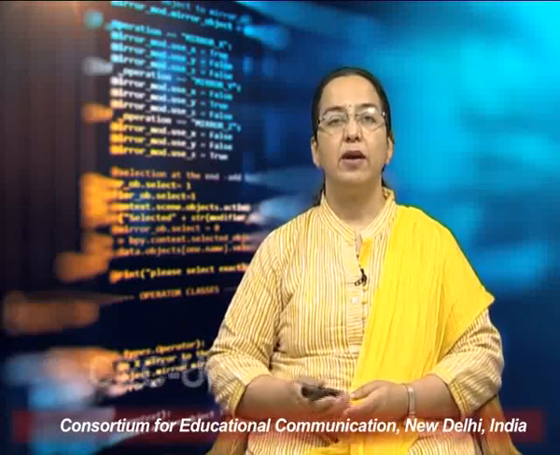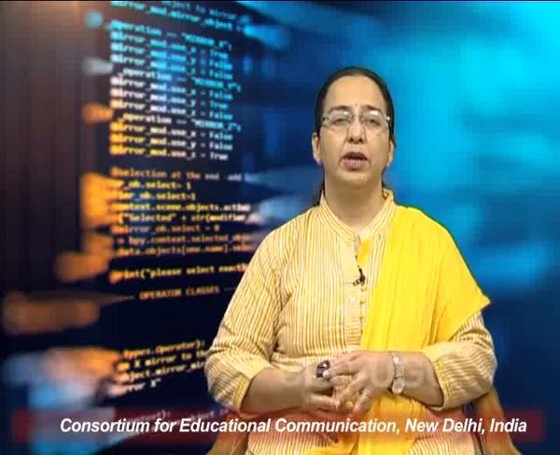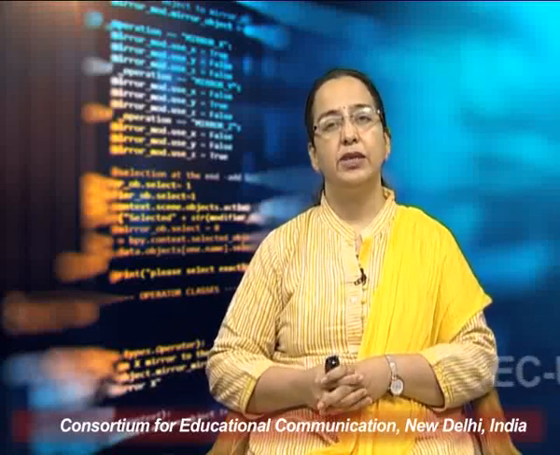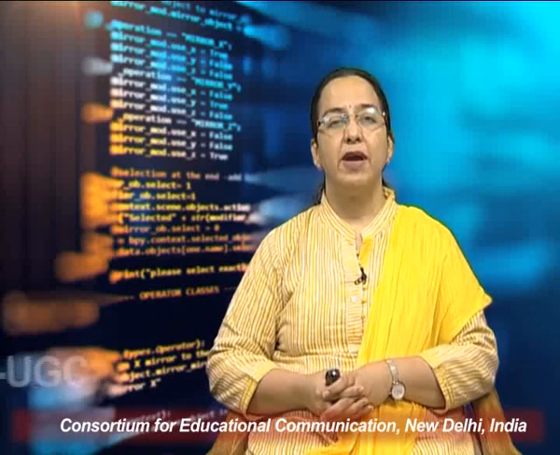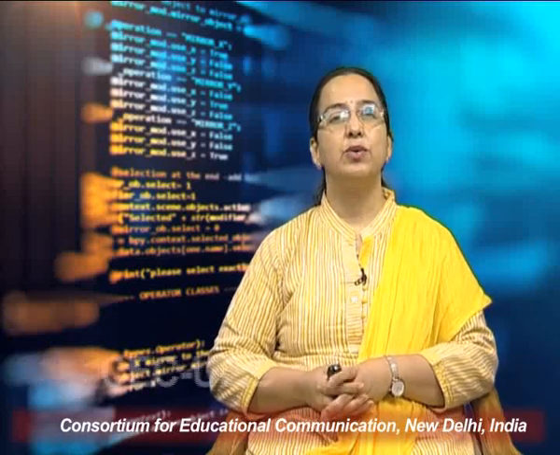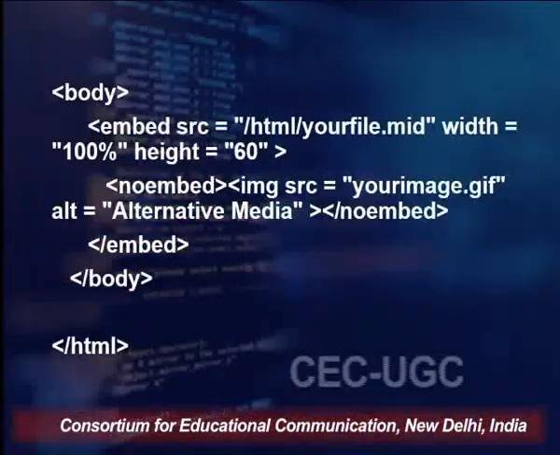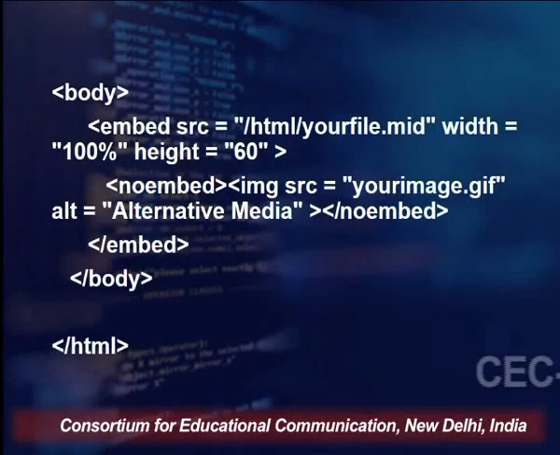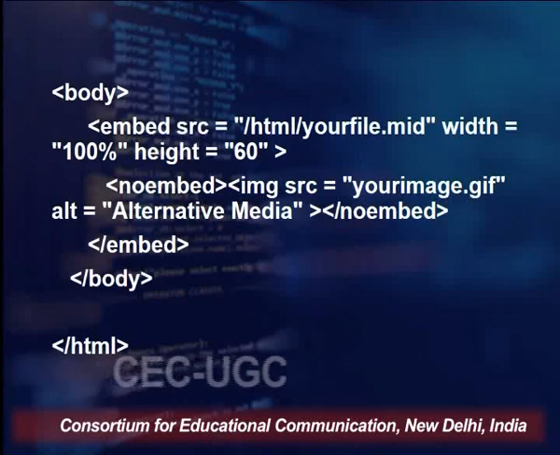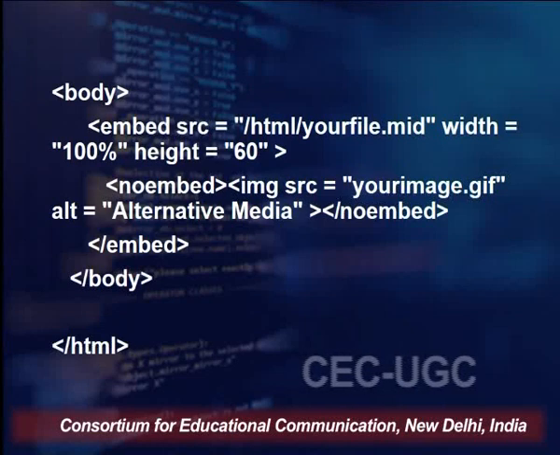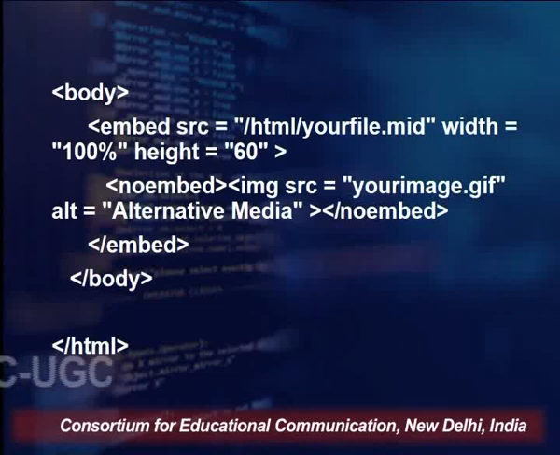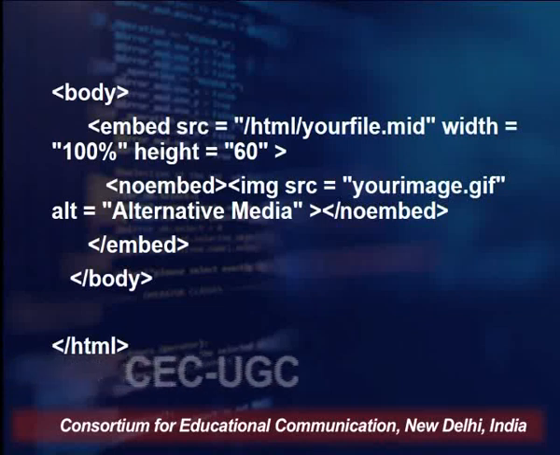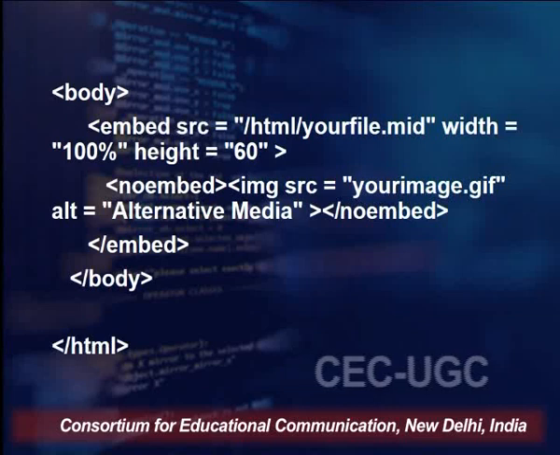So if you can see here, within the body section, let's see how these tags will go. So we have embed src equals to whatever your file is, dot mid is the extension of that particular media file. I'll be covering all these media files in a short while. Then width 100%, height equals 60, as it is an absolute number, it's going to be in pixels, and width is 100%, that means it is covering the whole width of its parent frame.